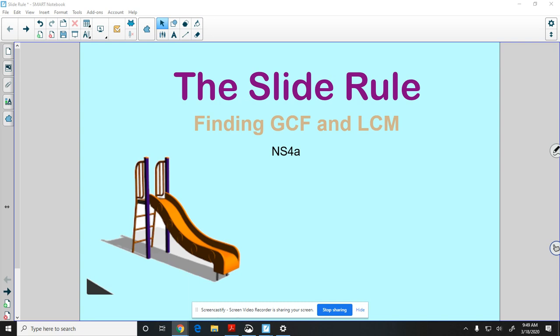Guys, today we're going to be talking about the slide rule and finding the GCF and LCM.